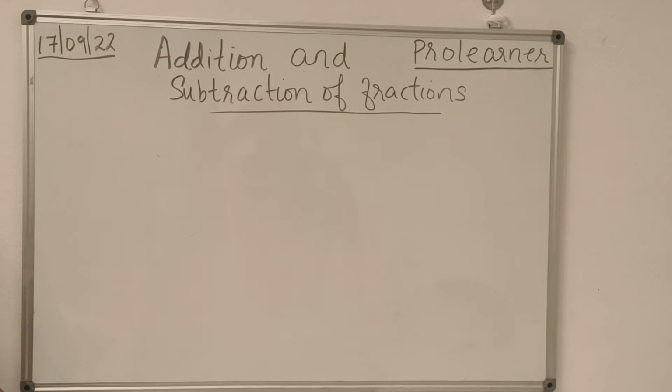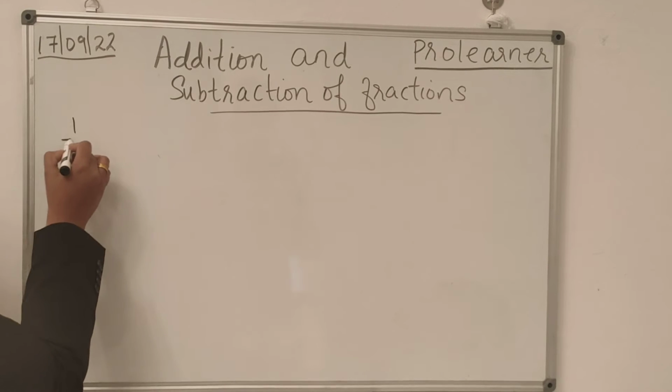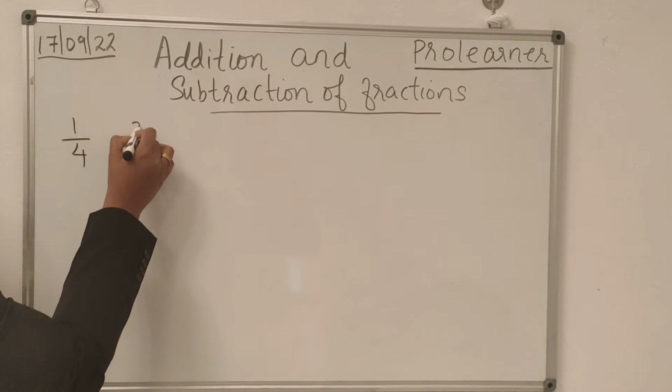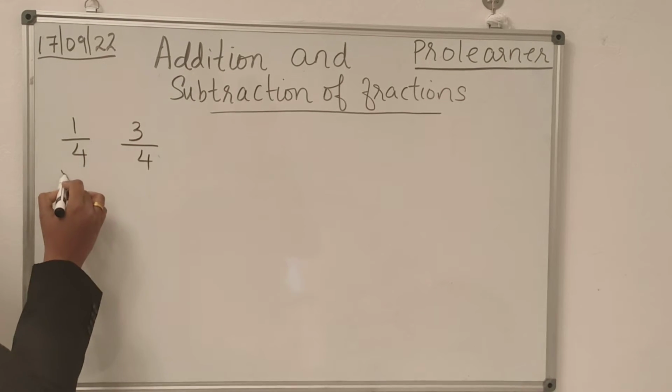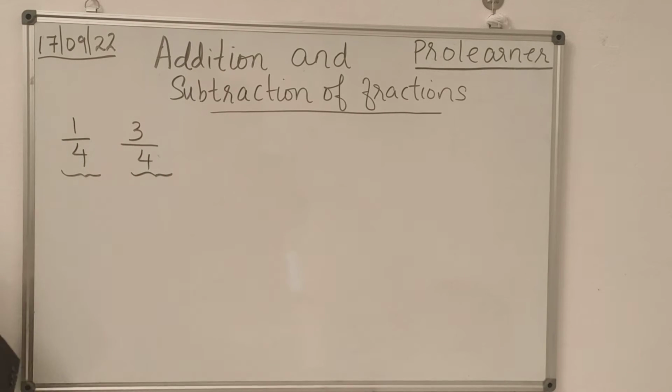So there are two types of fractions, right? Like fractions and unlike fractions. So what is a like fraction? Fractions having the same denominator. See, here the denominators are the same, right? They are known as like fractions.